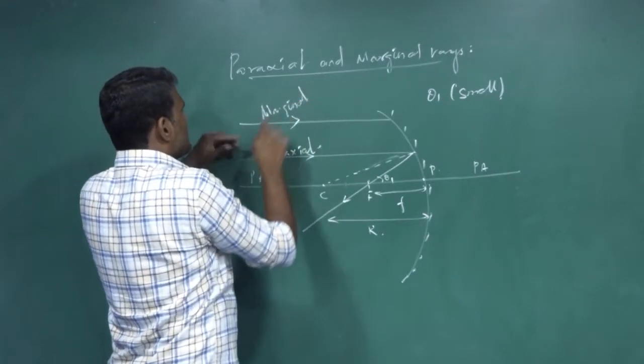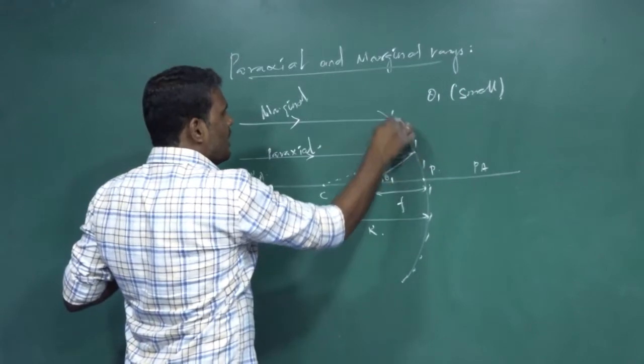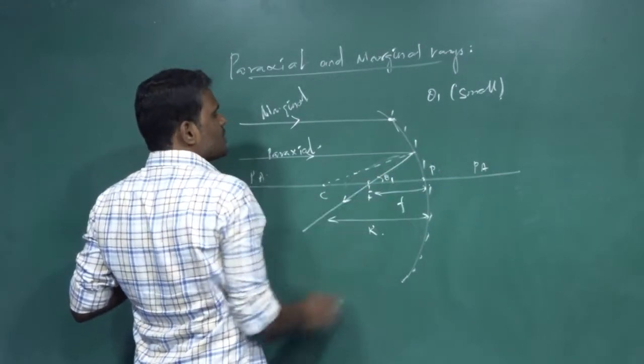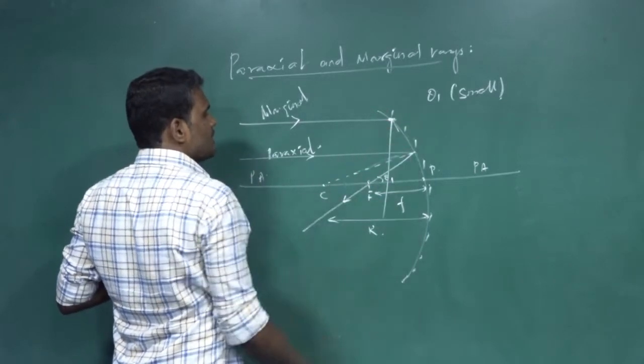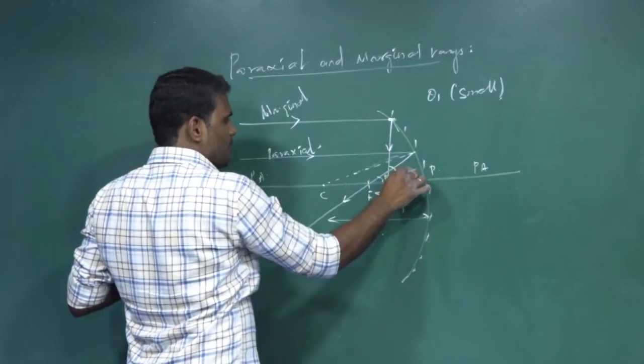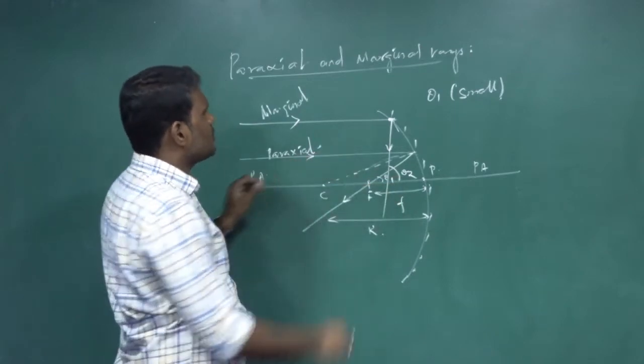When compared to paraxial rays, marginal rays are far away from the principal axis. Also, they are at a far off distance from the pole. After reflection, they make larger angles. See this angle with the principal axis? I can mark this as theta 2. This is theta 1. This one is theta 2.